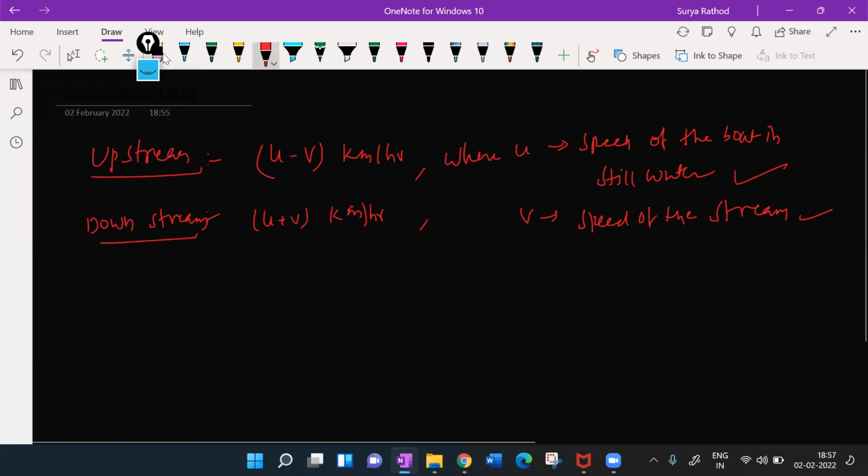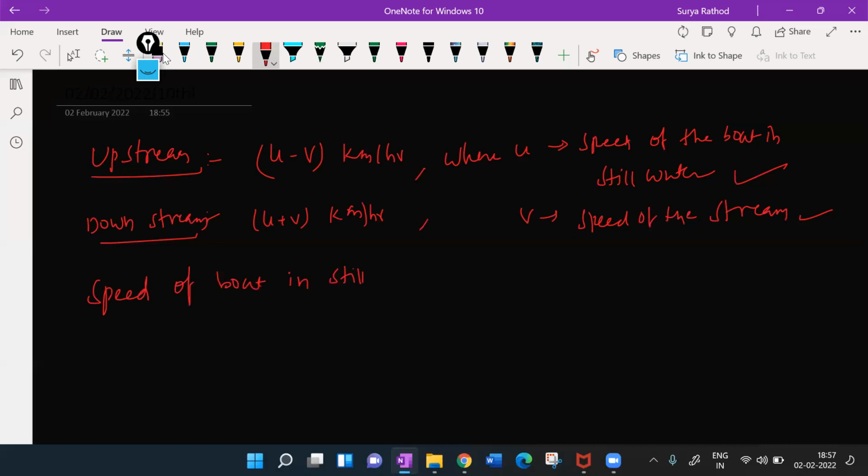Now, speed of the boat in still water. What is the formula? You should be aware of this formula, then only you can solve it very easily. Speed of boat in still water is basically the average of downstream and upstream. Basically, it is half of downstream speed plus upstream speed. Okay.